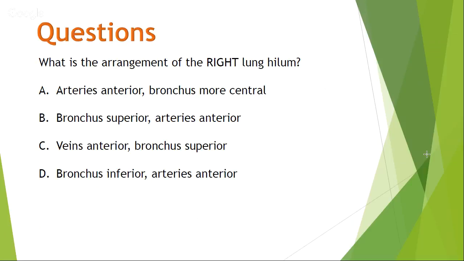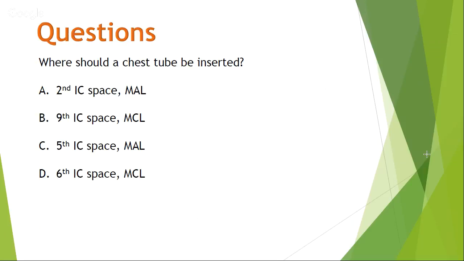So the arrangement of the right lung hilum. Just pick someone. Why not? All right. Starting from the front down here. Maybe go in a group of 3 if one of you can answer it. Anyone? Sorry, I went over this really quickly. Close. All right. So yeah, right lung hilum, the bronchus is superior, the arteries are anterior.